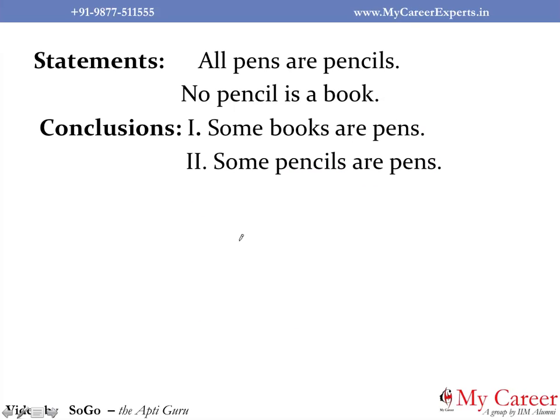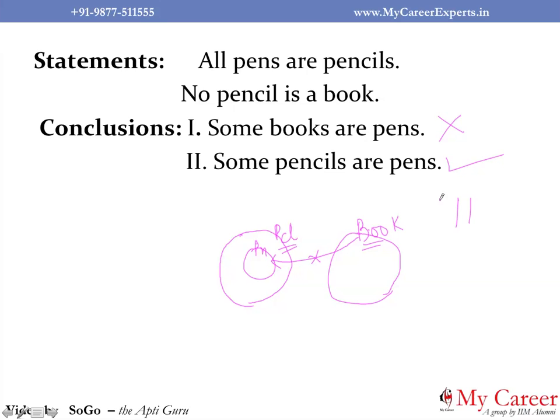All pens are pencils. We draw pens. All pens are pencils. No pencil is a book. So this is of the type where pencil and book don't have any relation with each other. So no pencil is a book. When pencil and book don't have any relation, quite obviously pen and book will also not have any relation with each other. So some pens are pencils, some pencils are pens. Yes, it is true. Some books are pens. Not true. Only conclusion 2 follows. So it is answer 2 or answer B.